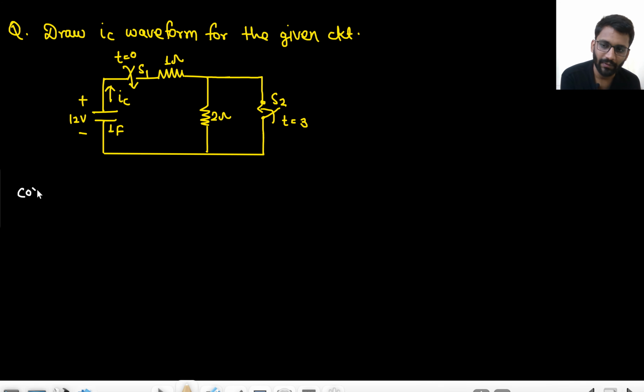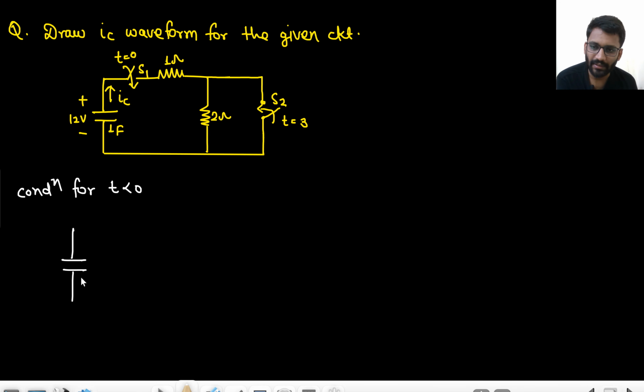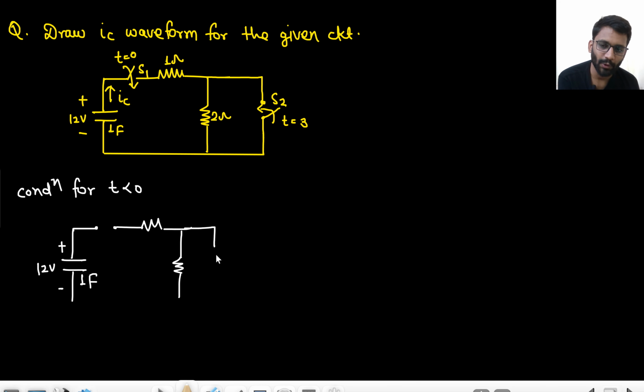So first let's see the condition for t less than 0. What is happening? This is a capacitor, 1 farad, that is 12 volt. This is open ended, right? Because the switch is open. This is also open ended, and this is also open ended, right? Because switches are open. 1 ohm and 2 ohm. All these are open ended, right? So this capacitor is open ended.